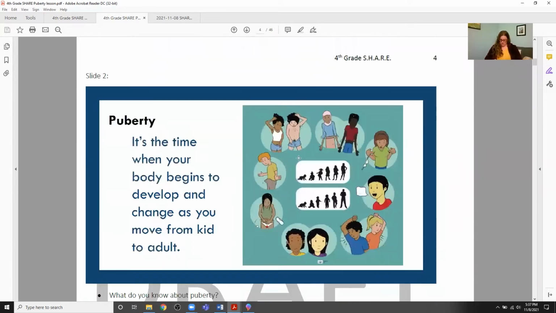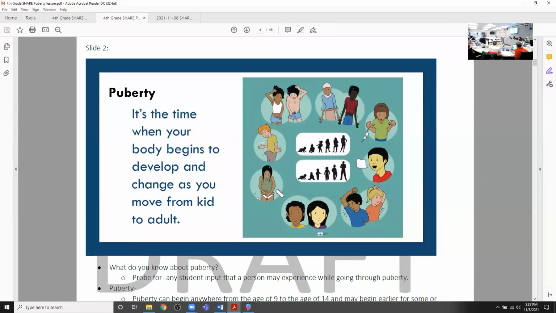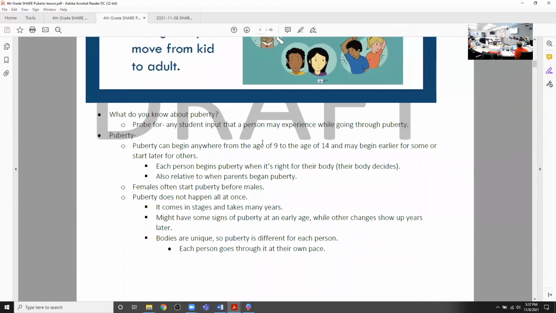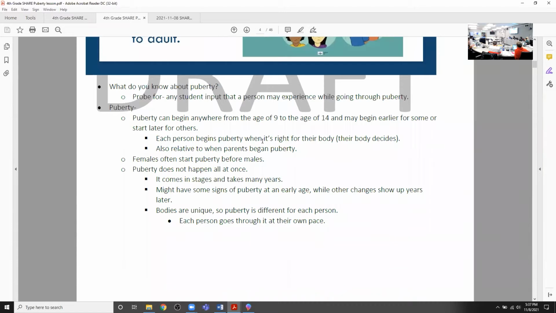Scrolling down. And then slide 2, puberty. It's the time when your body begins to develop and change as you move from kid to adult. And then some probing questions. What do you know about puberty? Probing for any student input on things a person may experience while going through puberty.